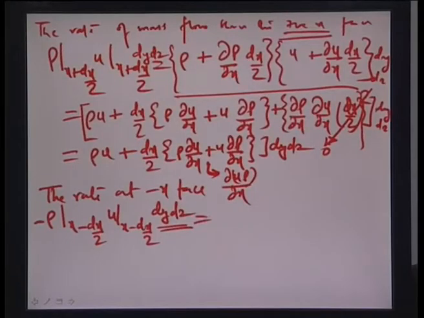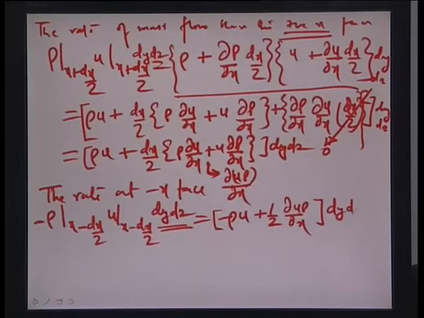Okay. So, in this case the expression can be simplified as minus rho u plus 1 by 2 times again del u rho by del x, okay, whole multiplied by dy dz.